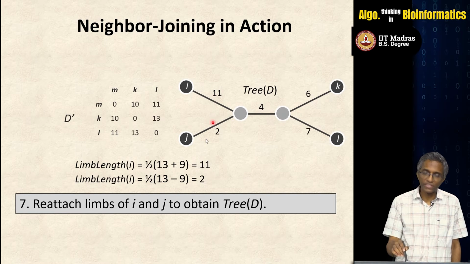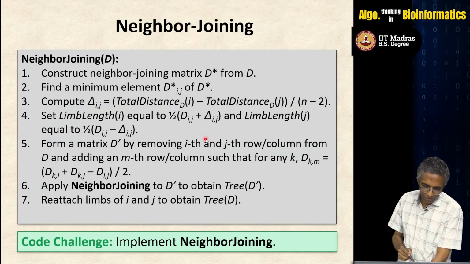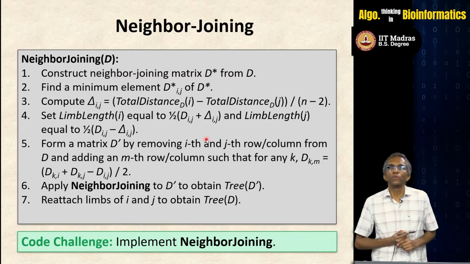So, then you will get 11 and 2 here, okay. That will give you the full tree, and this is the full neighbor joining algorithm now.